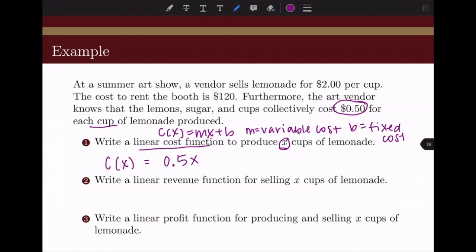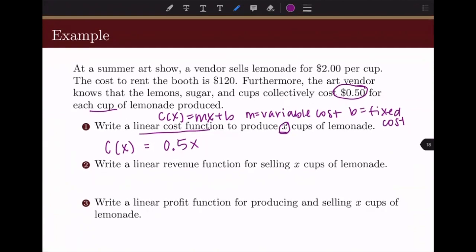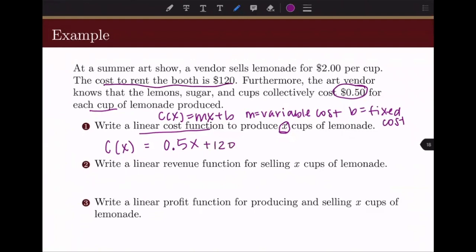So then we need to figure out what is our fixed cost. Well, our fixed cost is actually going to be the cost to rent the booth, which is $120, because that cost does not change no matter how many cups of lemonade we sell. We're still having to pay $120 to rent this booth.